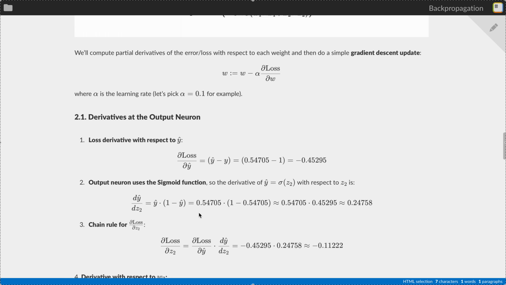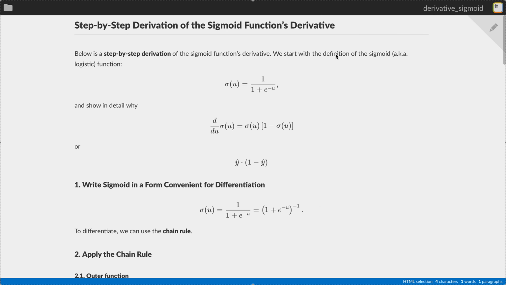In this video, we're only proving that the derivative of y hat equals sigmoid of z2 with respect to z2 is y hat times 1 minus y hat. Okay? So over here, our sigmoid function is visible, and we're going to show in detail why it's going to be equal to sigmoid of u times 1 minus sigmoid of u, or in our case, y hat times 1 minus y hat. As you can see, y hat is sigmoid of u, and 1 minus sigmoid of u is 1 minus y hat.